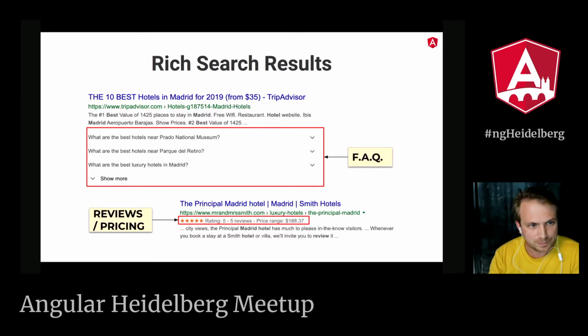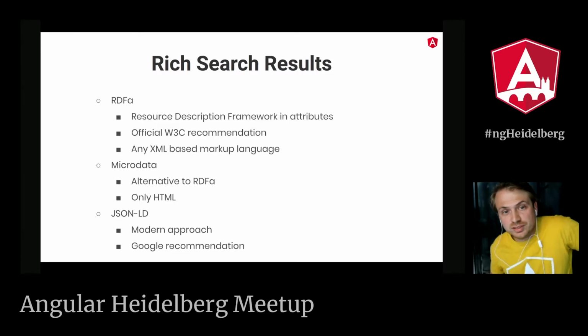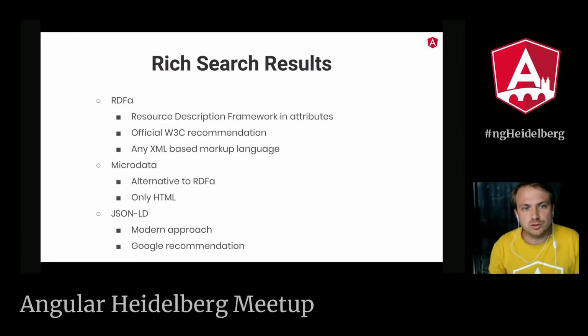So how can we achieve this? There are three potential ways of adding structured data. The first one is RDFa, which is short for the Resource Description Framework in Attributes, a very long name, but it's an official W3C recommendation that can be used to set structured data using attributes on elements in any XML-based markup language, like for example, HTML.